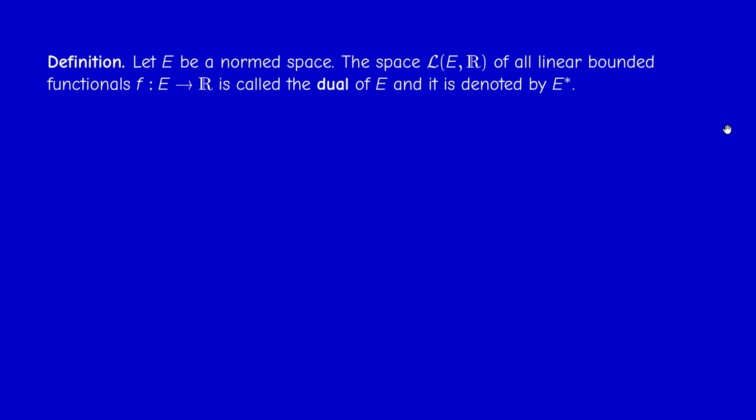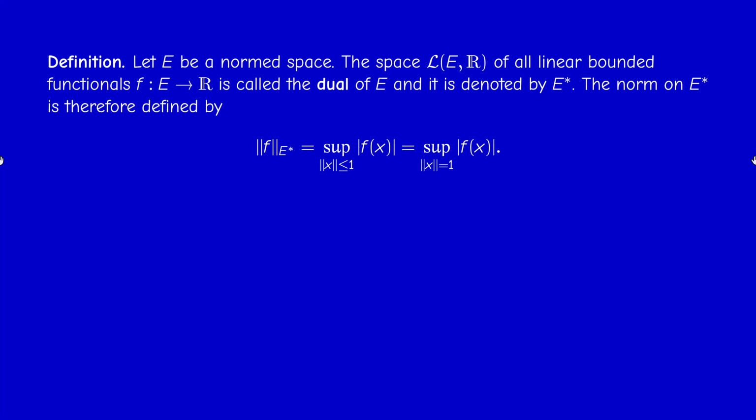Okay, and now we come to the important notion as a particular case of the space L(E, F) when the target space is the real line. So the space of all linear bounded maps from E into R has a name. It's called the dual of E, and it's denoted by E star, or sometimes by E prime. Okay?